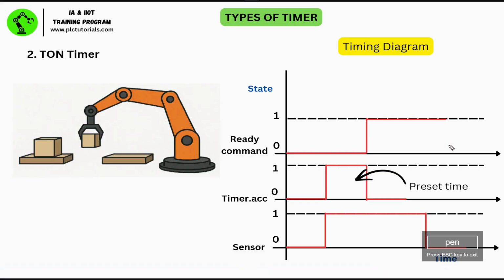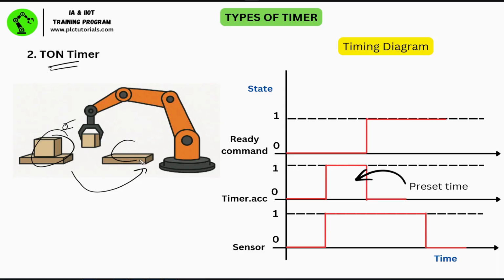Let's move to another type of timer, which is the on delay timer. As the name suggests, the particular action happens after some time period. For that, I have considered an example of a pick and place system here. This is a carton, and there is a sensor which detects the presence of this carton, and then after some particular time period, I give a command to this robotic arm to pick the carton and place it at a second location. So when this sensor gets true, the timer starts running, and after completion of this timer, the output gets on.